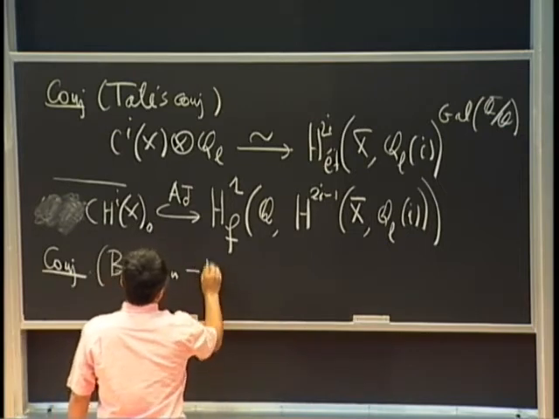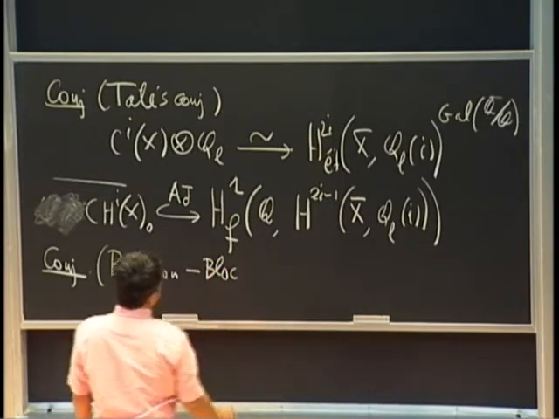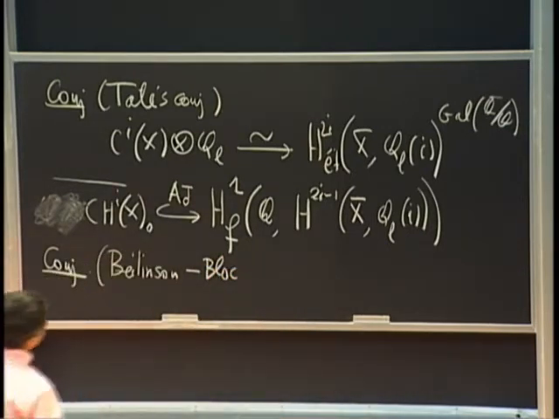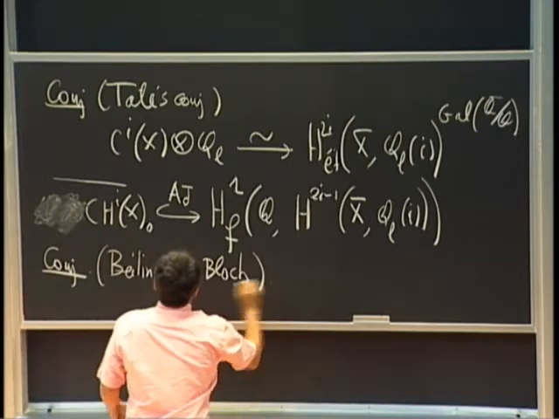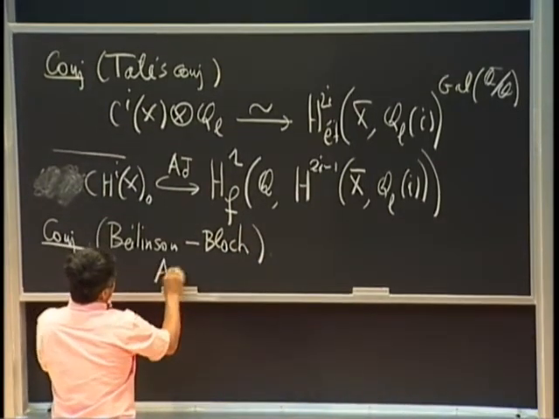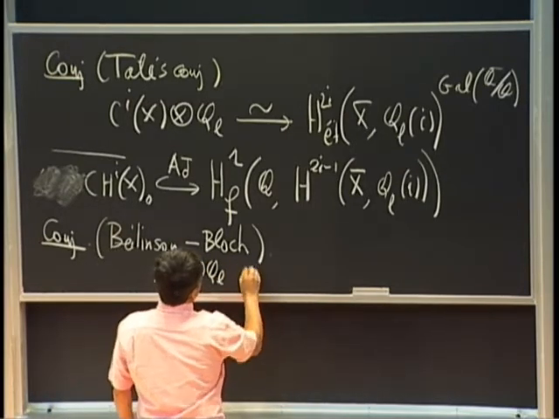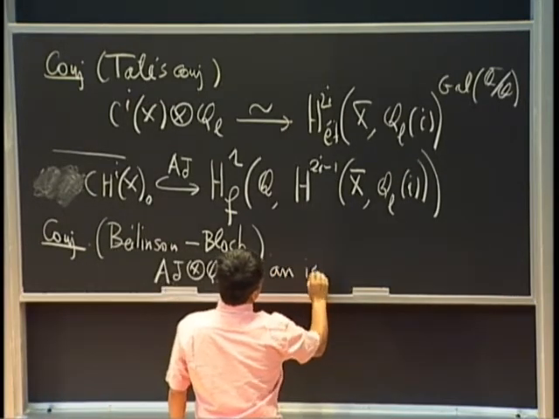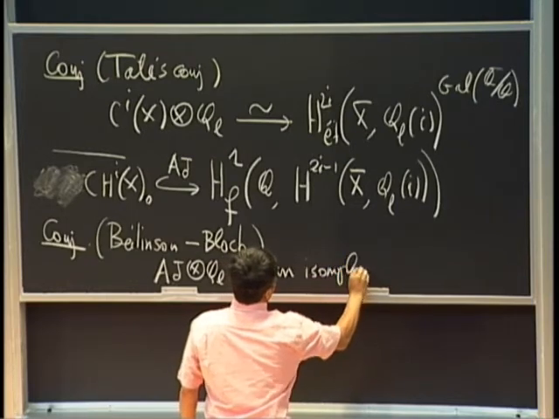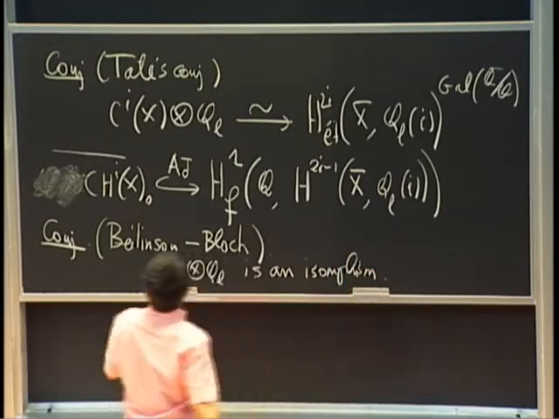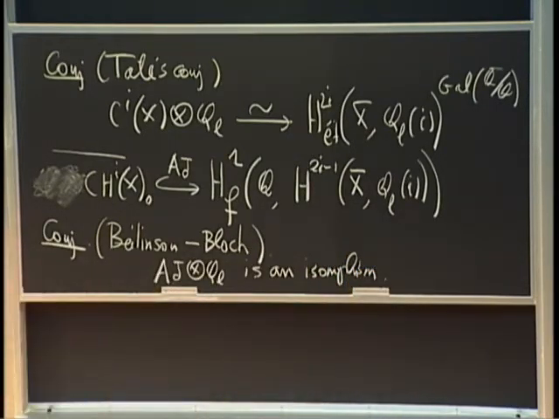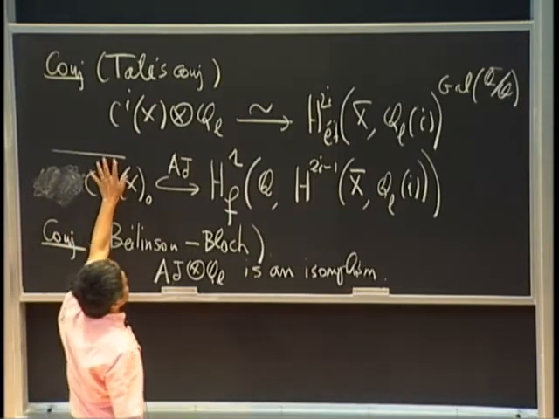I don't know, is that true or not? Probably. At least the Fontaine-Perrin-Riou conjecture is written down very clearly. Is the Abel-Jacobi map, when tensored with Q_l, an isomorphism? So these two conjectures combined together will imply this conjecture. I mean, the top one probably, right?